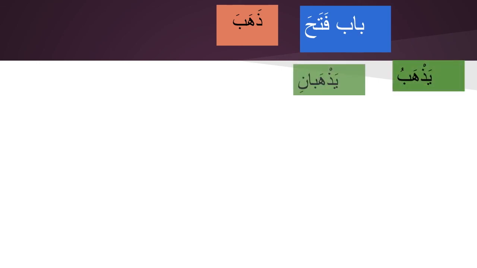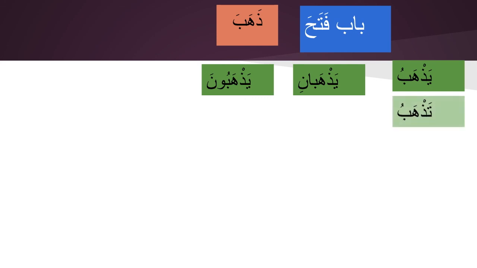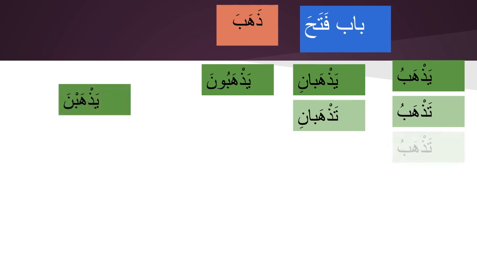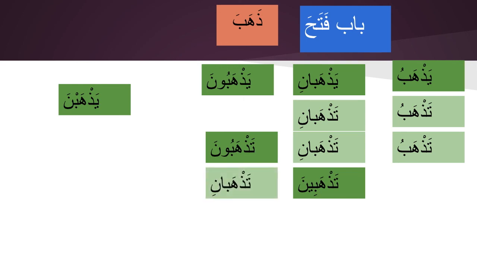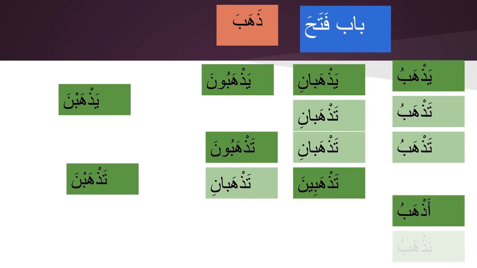So if you do mudari', dhahaba is bab fataha, dhahaba yadhabu, yadhabani, yadhabuna, hiya tadhabu, tadhabani, hunna yadhabna. Anta tadhabu, male, antuma tadhabani, antum tadhabuna. Anti tadhabina, antuma tadhabani, antunna tadhabna. Ana adhabu, nahnu nadhabu. So this is the practice of fi'l mudari'.